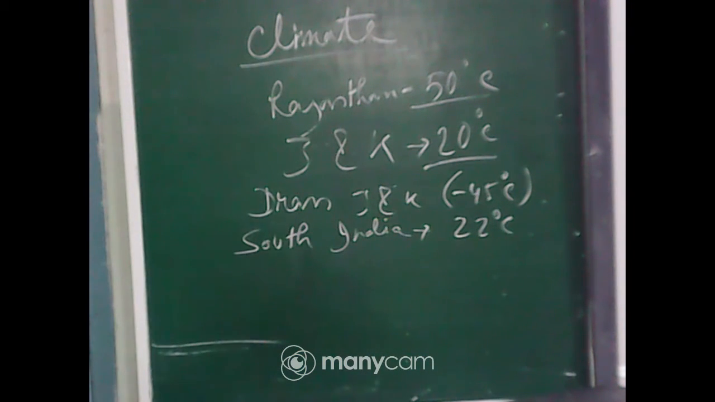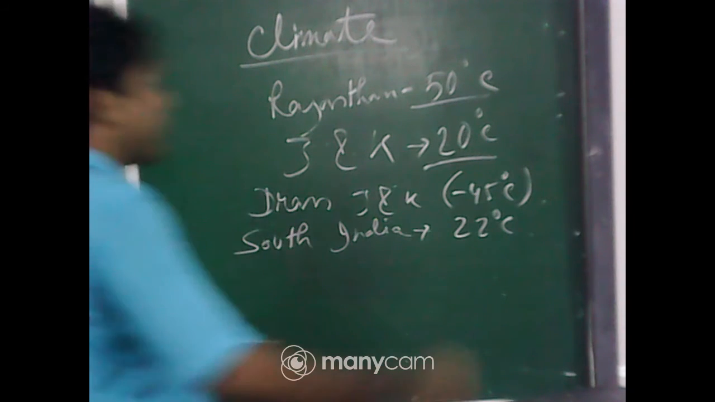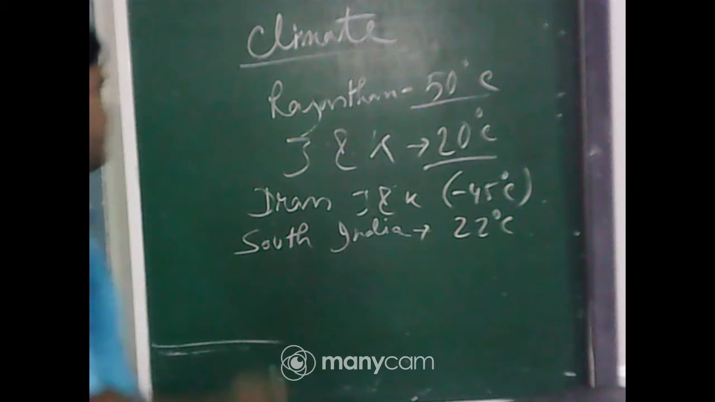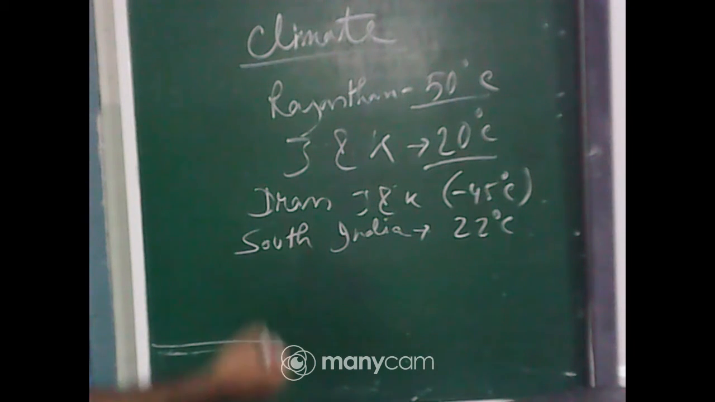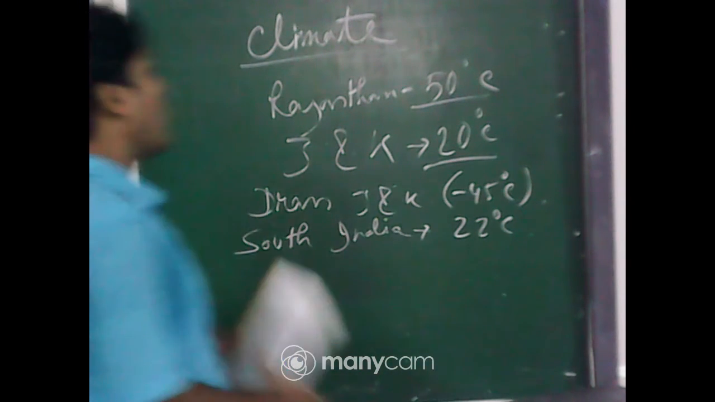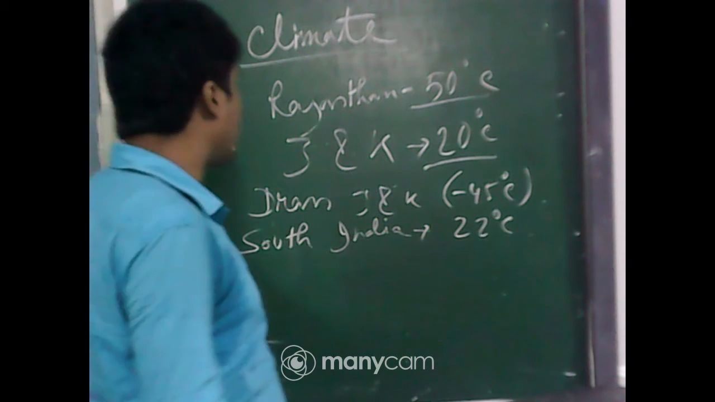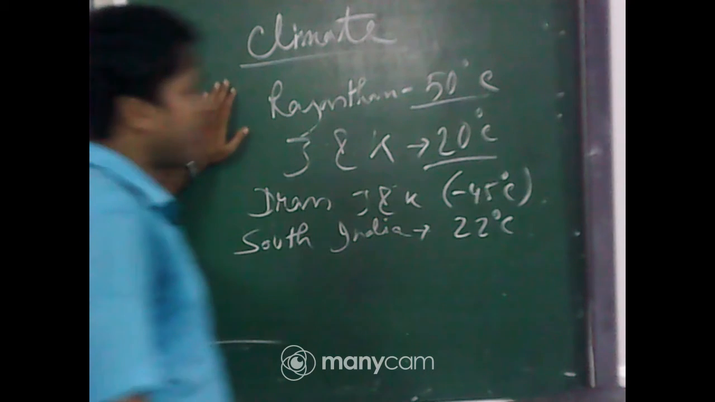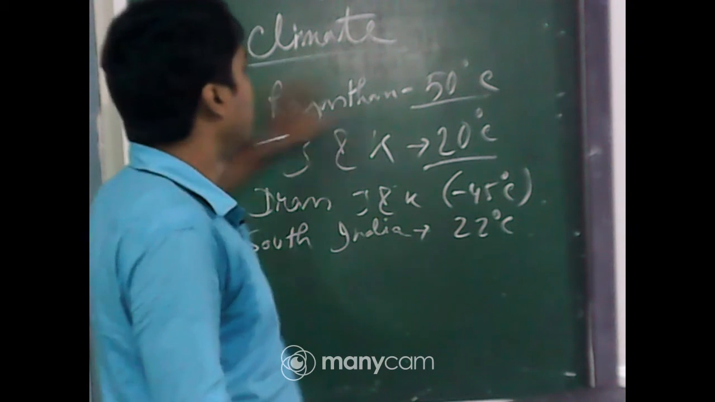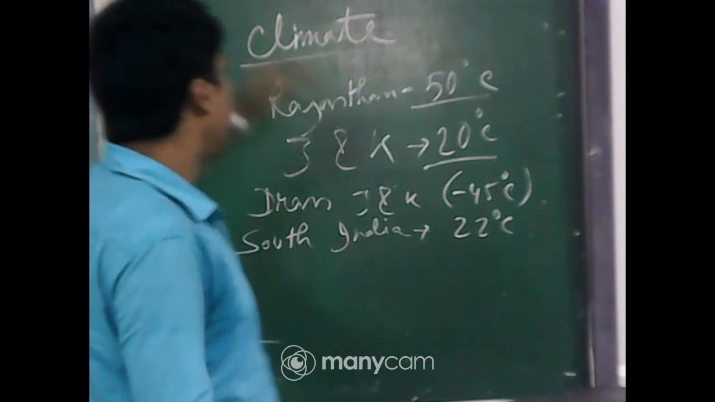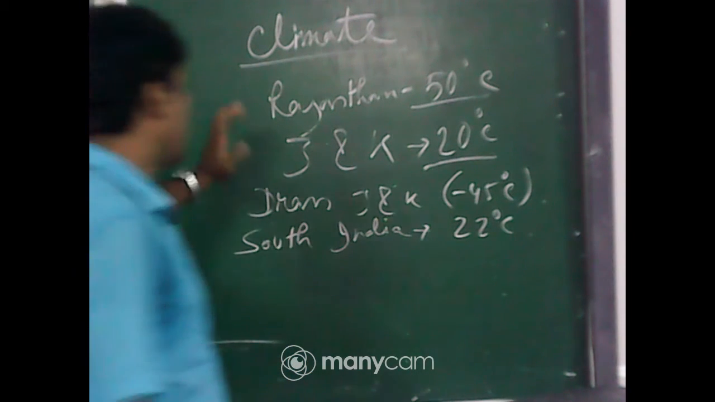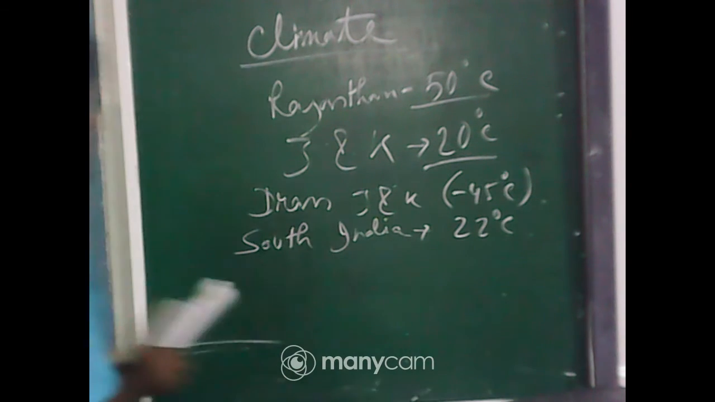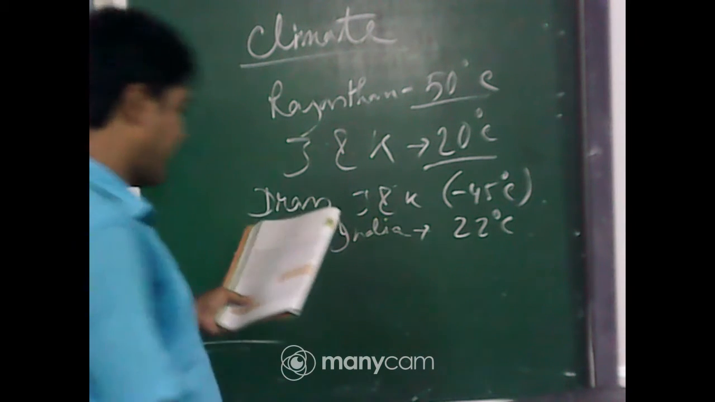So if you compare the different places of our country, what the climatic or atmospheric conditions are, you can see they have a great variation of temperature from Rajasthan to Jammu and Kashmir, or from Jammu and Kashmir to South India. So this is the variation of temperature in our country.